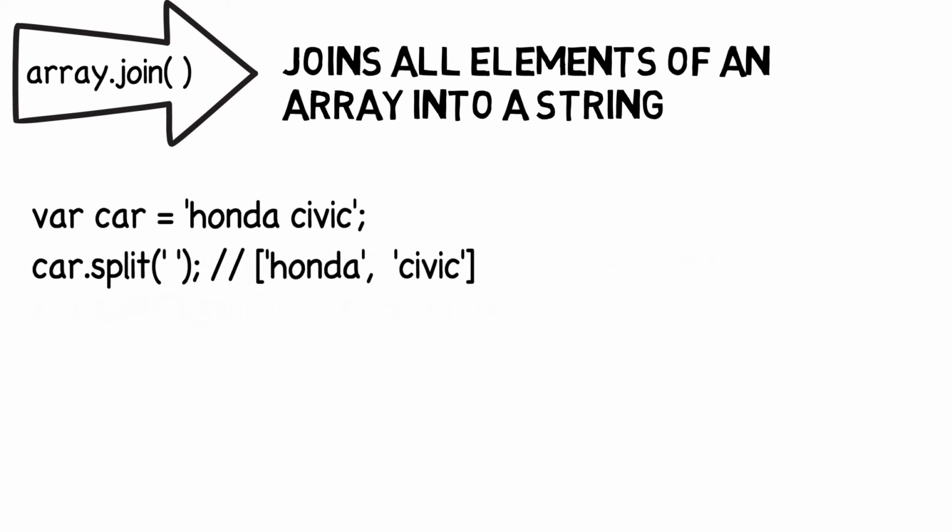Let's look at one more example with our car. If we do the split method on our car with an argument of string space, we will return a value of an array with two substring elements. The string Honda at the element of index 0, and the string Civic as the element at index 1.